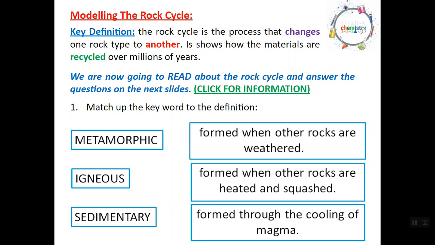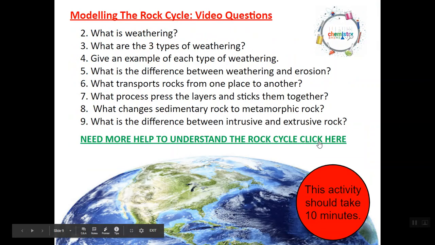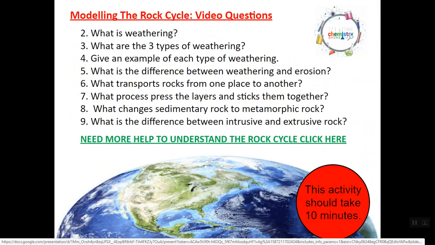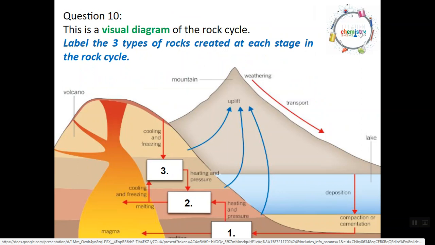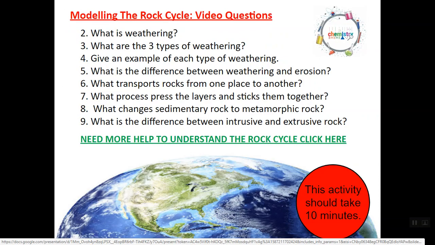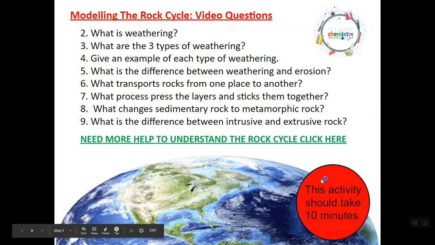What we're going to do is read about the rock cycle and answer the questions on the next slides. So question 1 is this mix and match, which should be quite easy for you because you did that yesterday. The next slide has 2 to 9, so it's got 8 questions that relate to the information you're going to have. And you've got question 10, which is a diagram, and you have to put the labels in. So I would say if I wasn't able to edit the PowerPoint for any reason, I'll put 1 what it was, 2 what it was, and 3 what it was. This activity should take around 10 minutes.